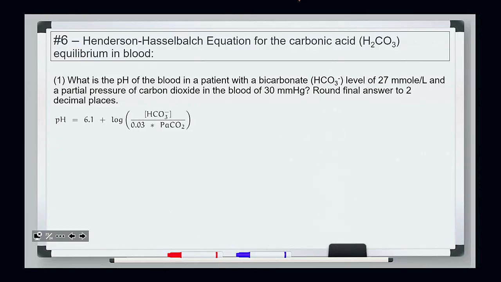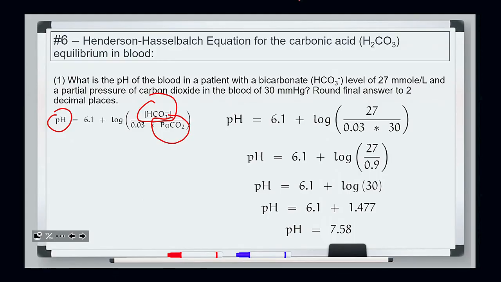I would argue number 1 here is the easiest of the bunch because I'm going to give you 2 out of the 3 variables, all right? There are 3 variables here: there's pH, there's the concentration of the bicarbonate, and there's the partial pressure of the carbon dioxide. I will give you 2. You have to solve for the 3rd. This one's the easiest because it wants the pH. So all we have to do is put in the formula.